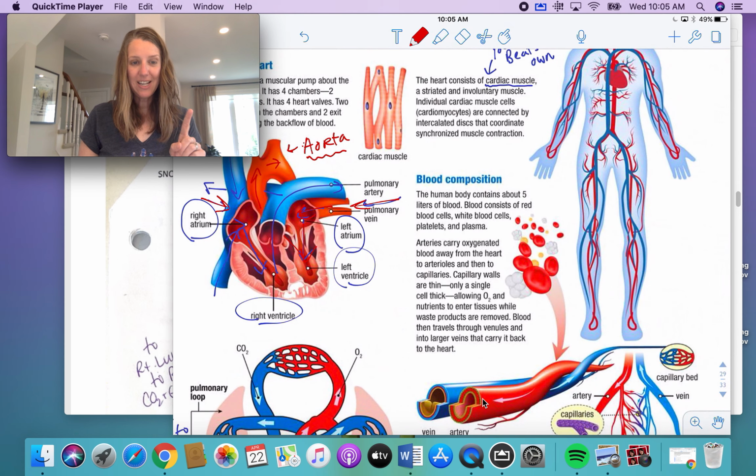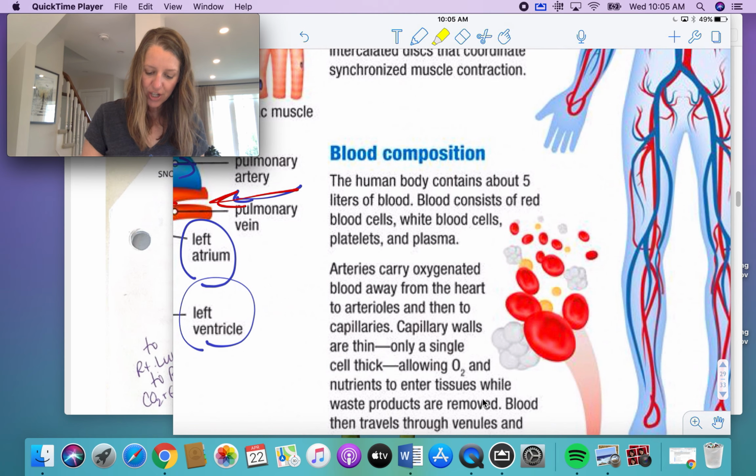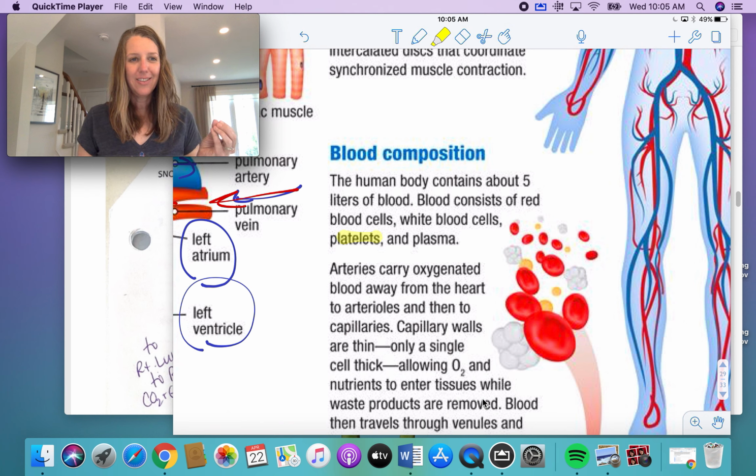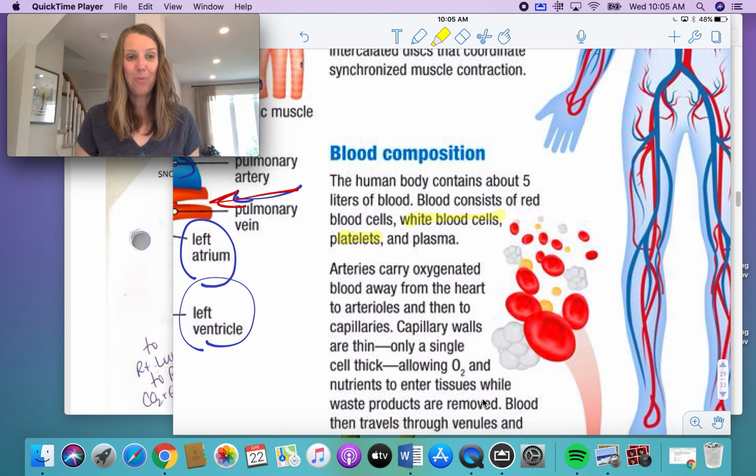That's the heart, right? The next component of your circulatory system is your blood, and your blood has platelets, which are used for coagulating when you have a cut, right? They group together, they clump together to make a scab. Your blood also has white blood cells, which are part of your immune system. So they engulf foreign matter. So it could be a bacteria, it could be a virus, it could be anything like that. They get rid of the waste products.